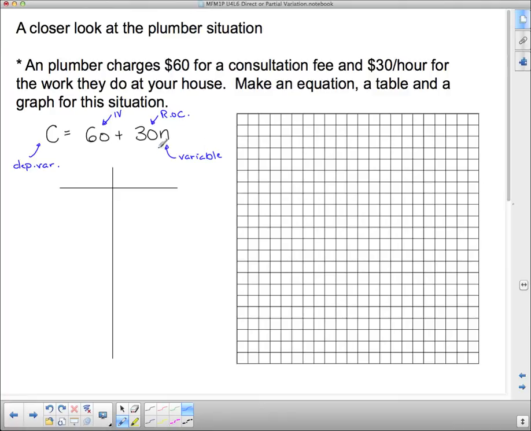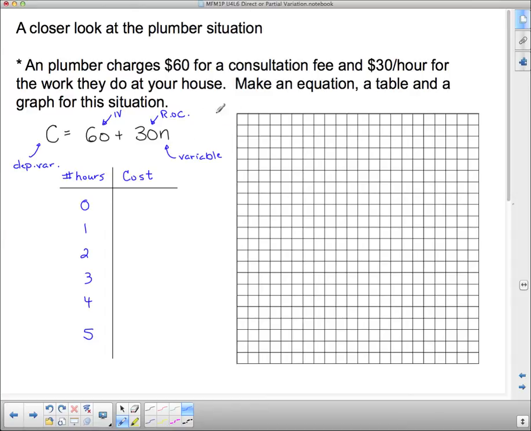So since this is our independent variable, we're going to put number of hours first. It's what the plumber sets. And then once the plumber has set his number of hours, then we calculate the cost. So let's say 0, 1, 2, 3, 4, 5. Let's figure those ones out.